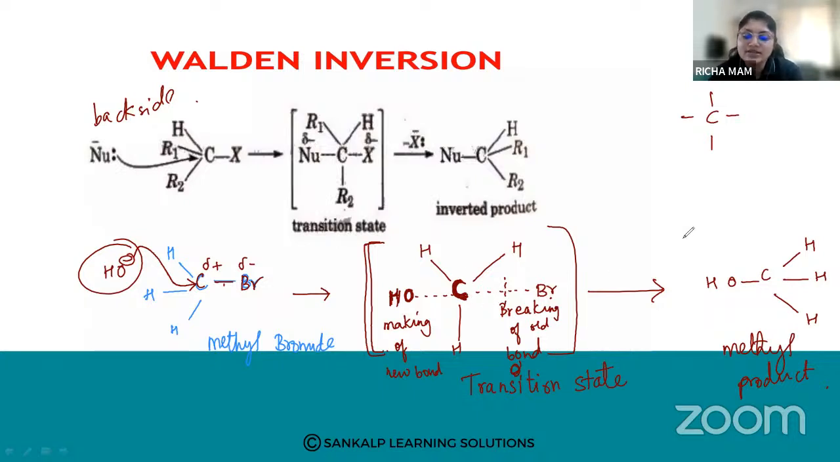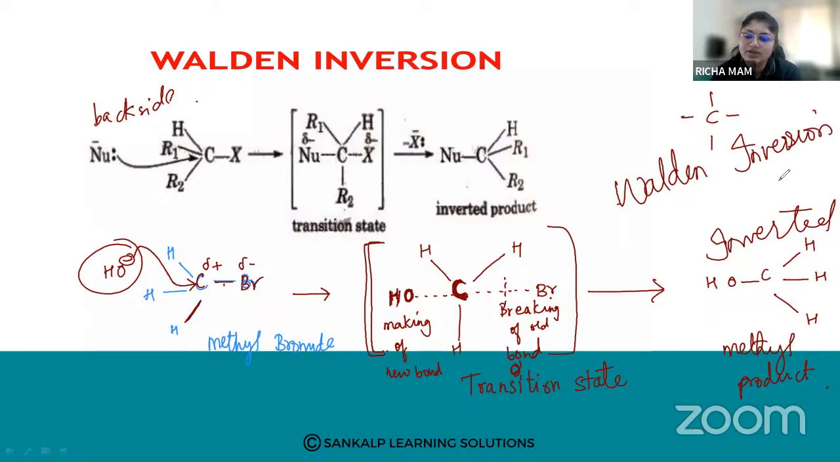Because carbon is in its pentavalency, it is unstable. So it will form the substituted product easily. The alcohol formed has an inverted configuration. As you can see, the starting product and the final product are inverted. The product obtained is inverted, and this is called Walden inversion.